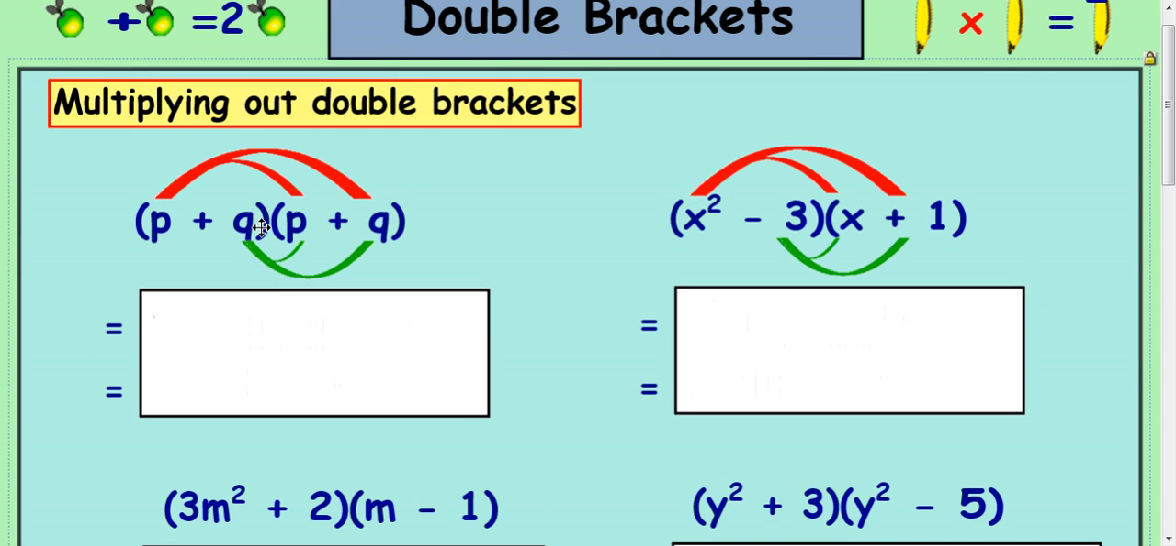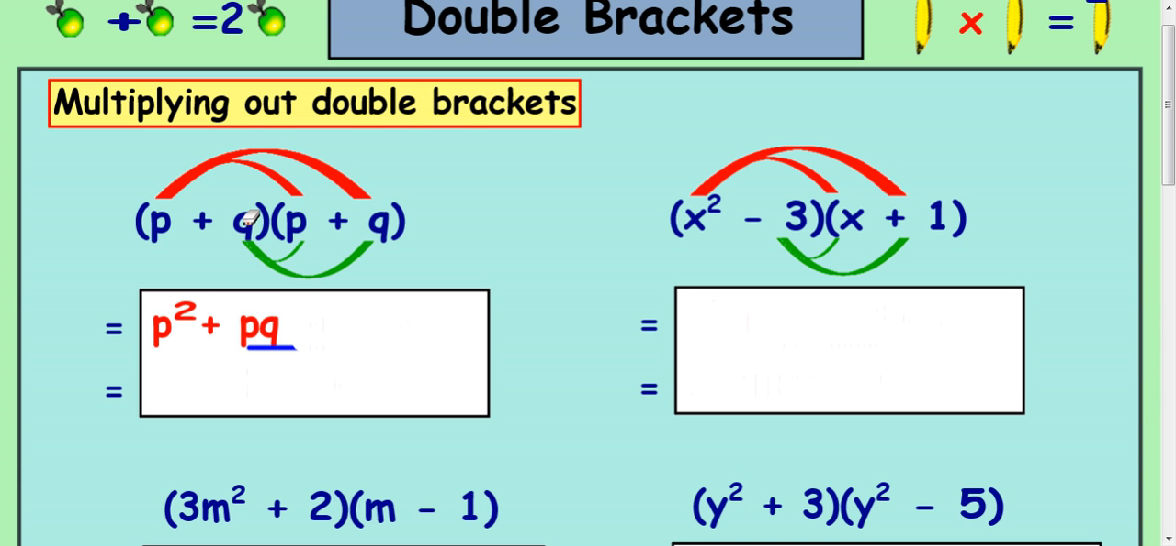We're doing p plus q times p plus q, and the first thing that strikes you is there's no numbers here. But we just use the same technique and use our algebra techniques to deal with letters times letters. So let's have a look. P times p comes first, so that's easy enough, p squared. We're then doing p times q, and in algebra when we do p times q we just write it as pq.